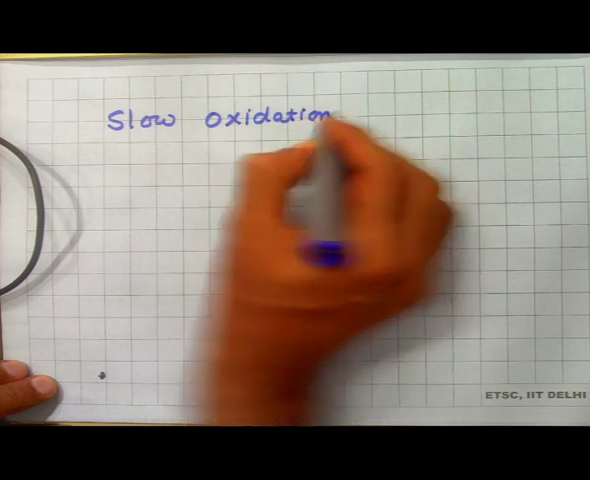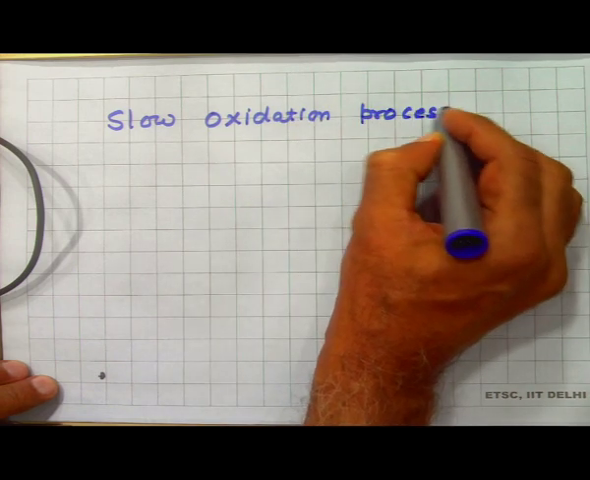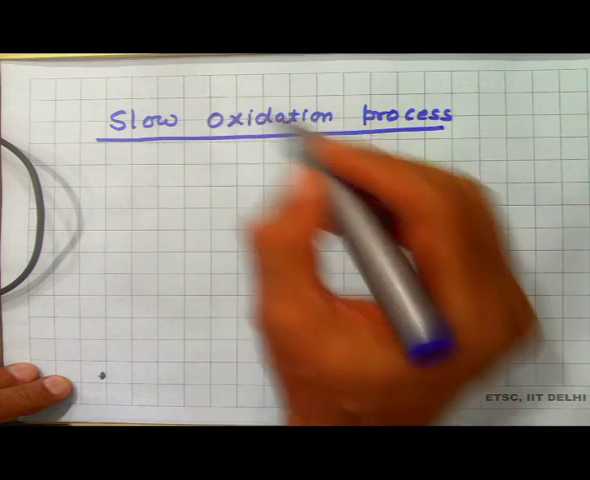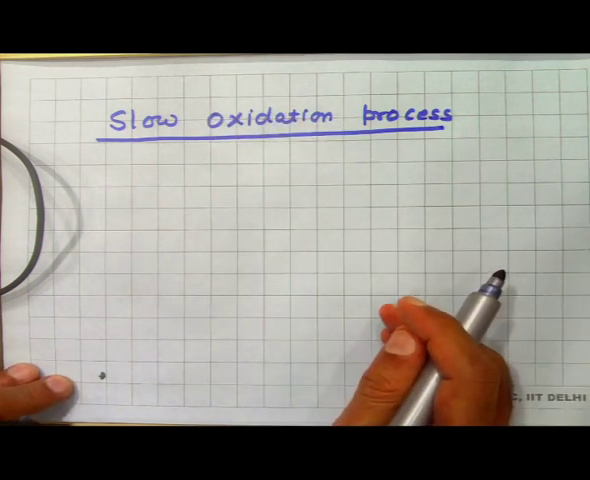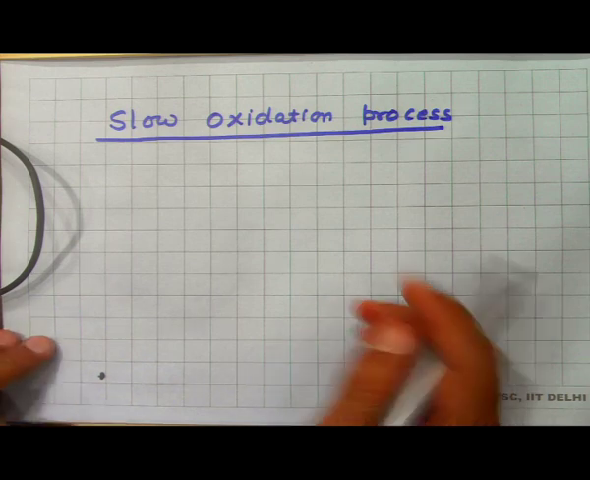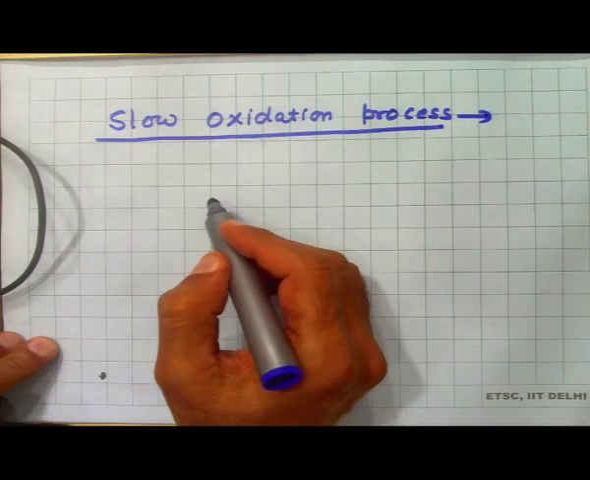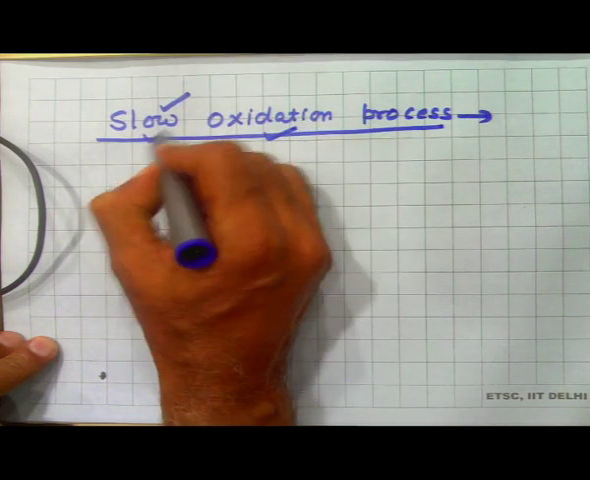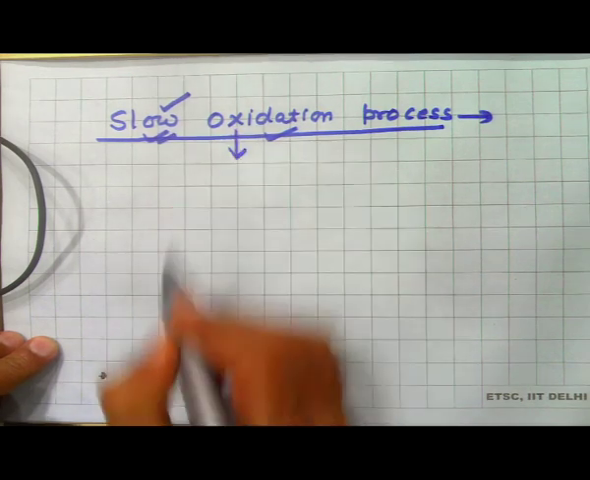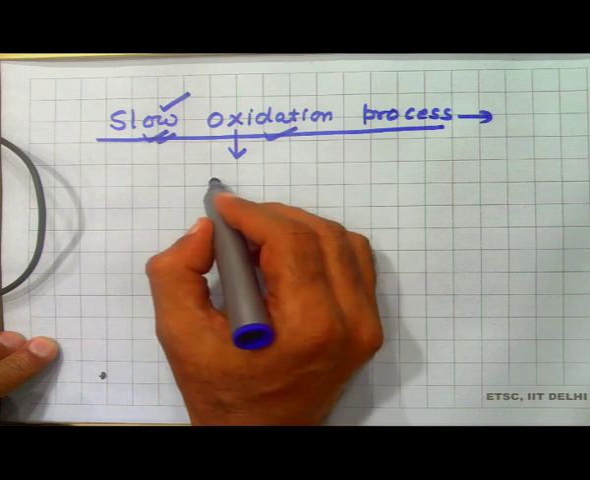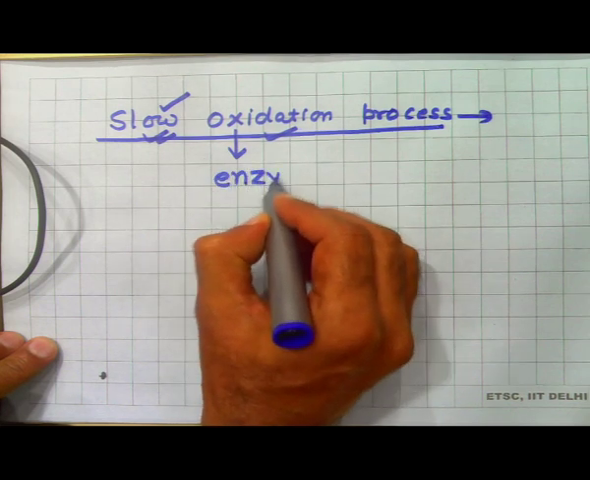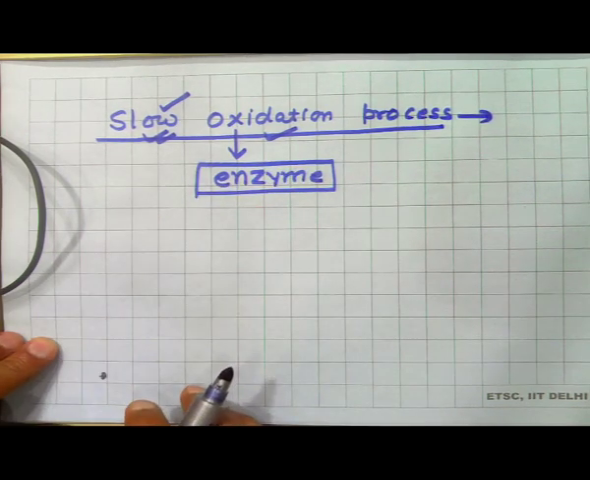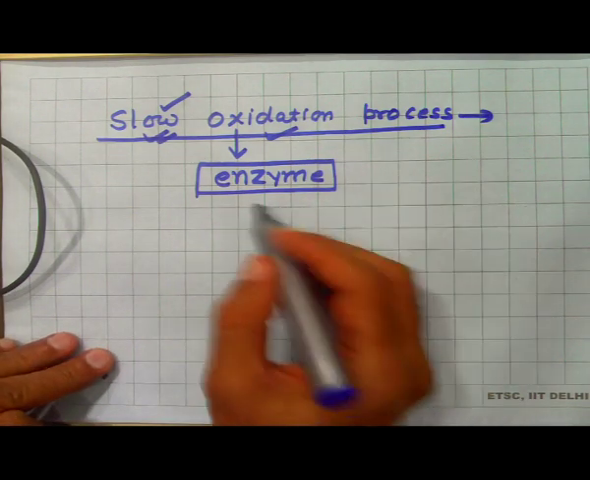It is a slow oxidation process, because we can compare respiration with burning. In burning, there is also a release of energy and oxidation also takes place, but in cellular respiration, the oxidation becomes slow, and for this oxidation it requires enzymes. In case of burning, no enzyme is required, only air, that is oxygen, is required for the burning.